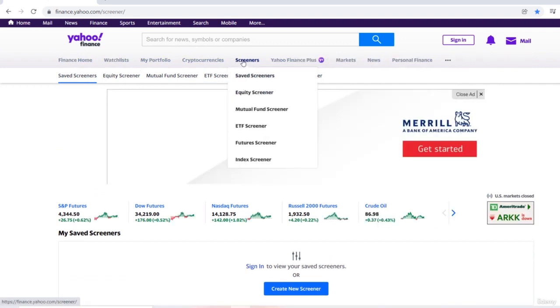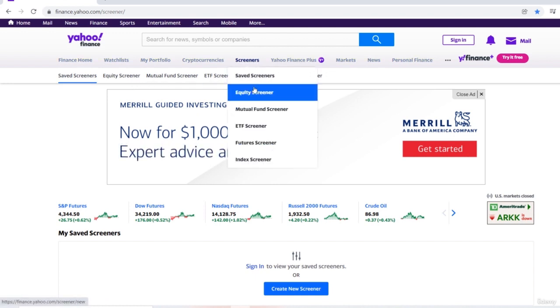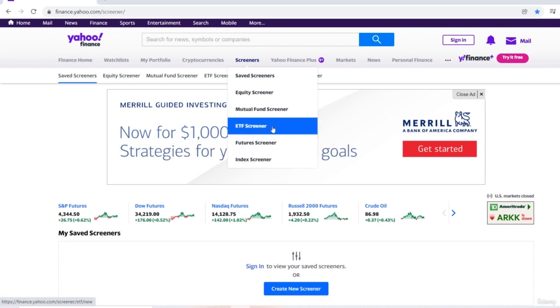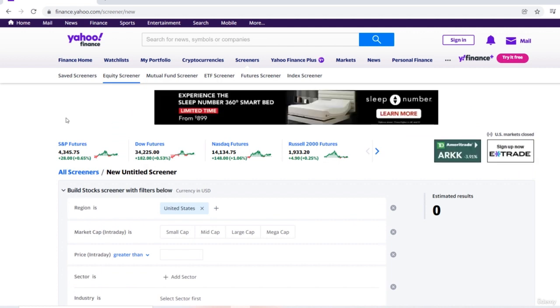And you can see it's listed here now in this ribbon, but we've got equity, which is where our stock screeners are. They also have mutual fund screeners, exchange traded fund screeners, futures and index screeners. But we're going to be looking at stock or equity screeners. It means the same thing. Stock and equity would be the same. So I'm just going to click on that.